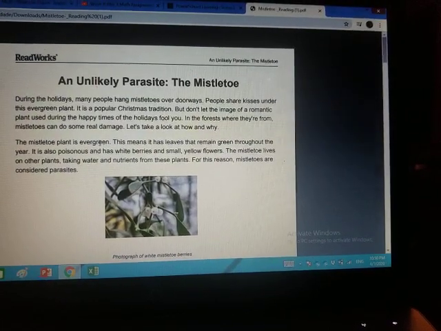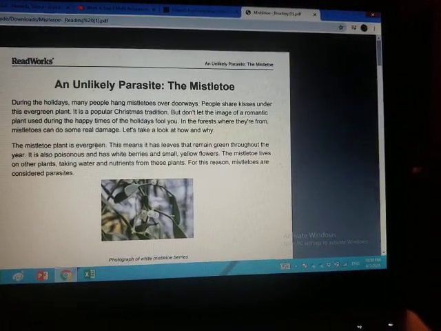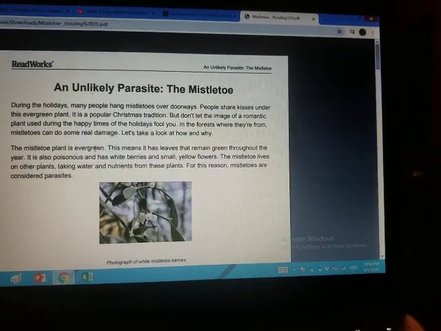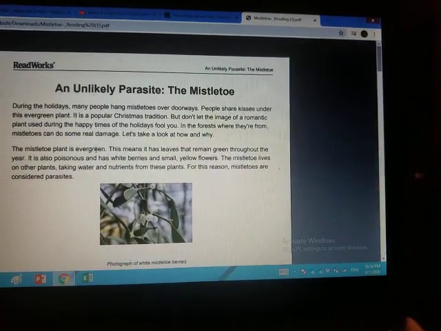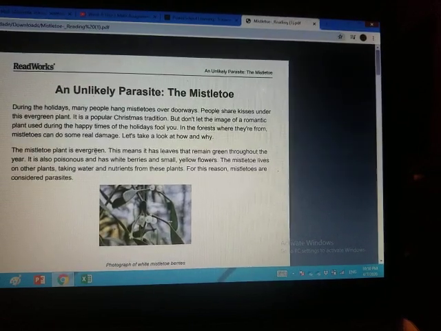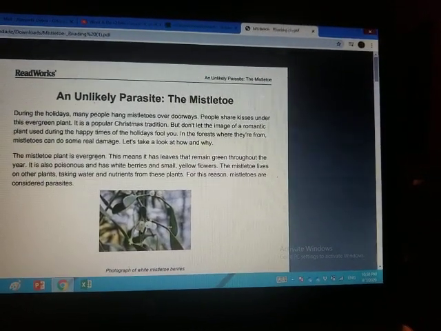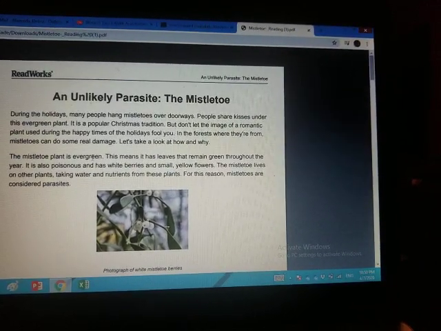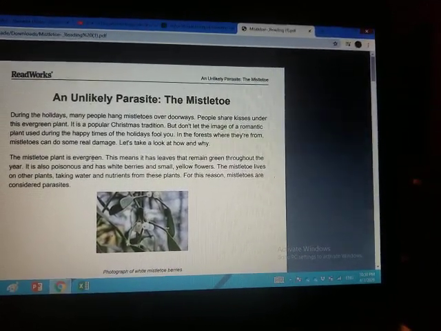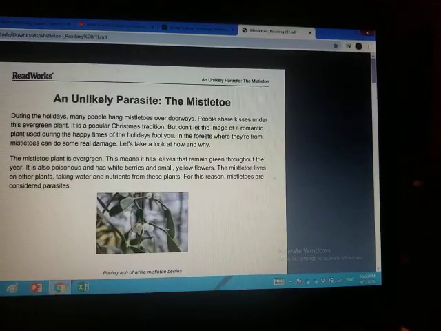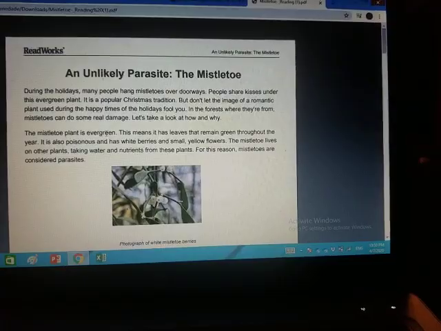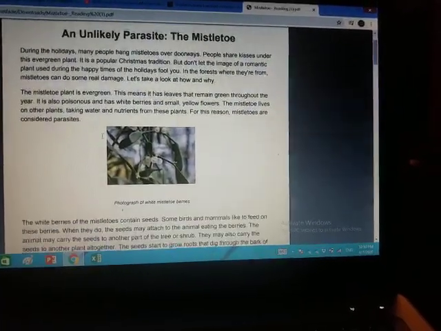The mistletoe is an evergreen. This means it has leaves that remain green throughout the year. It is also poisonous and has white berries and small yellow flowers. The mistletoe lives on other plants, taking water and nutrients from these plants. For this reason, mistletoes are considered parasites. So they're really bad because they steal the water and the food from the plants.